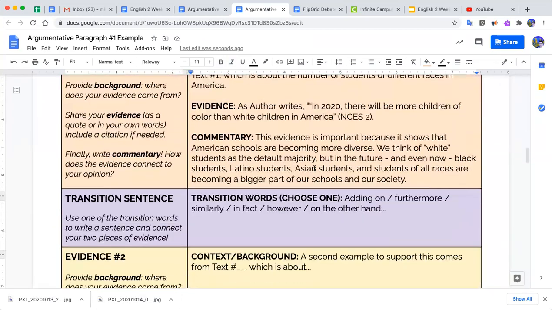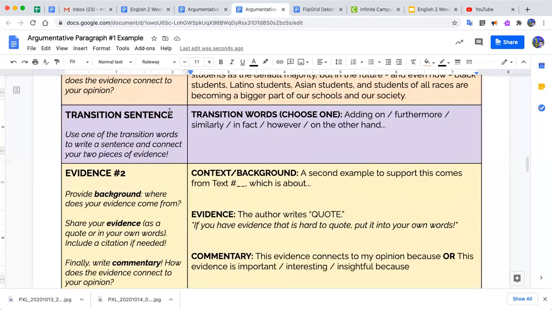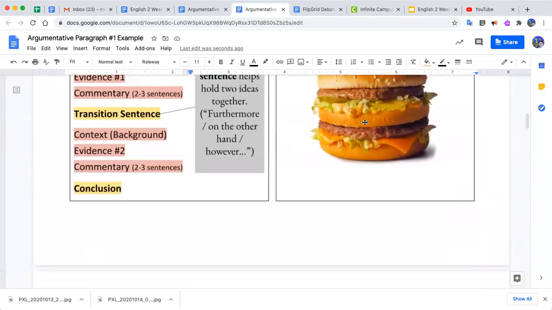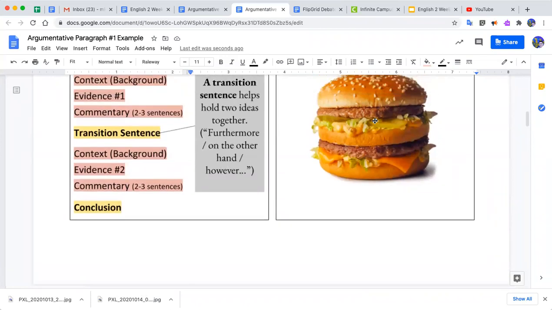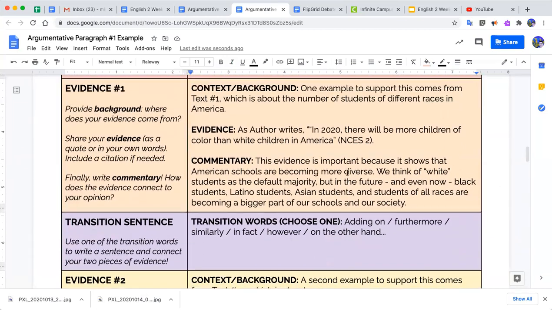I'm going to now move on to my transition sentence. Let's go back to that outline. This is the middle bun. If you have a Big Mac, you know those things are messy. That middle bun is really important, because without the middle bun, the whole thing kind of falls apart. So you want to have this part, it's very important.